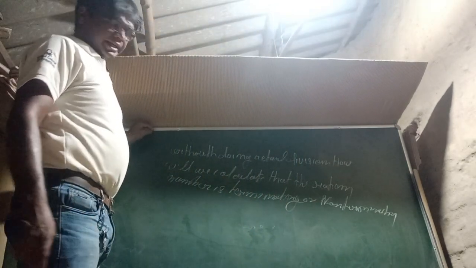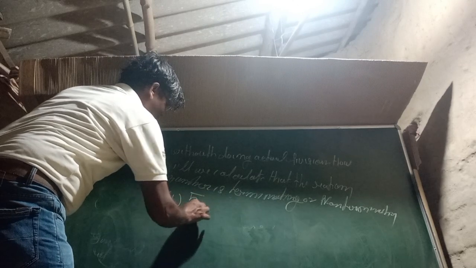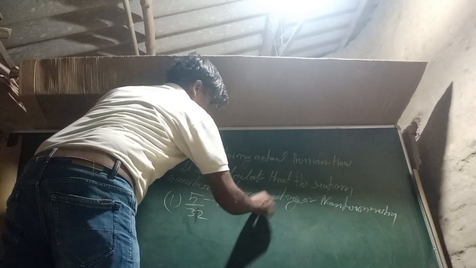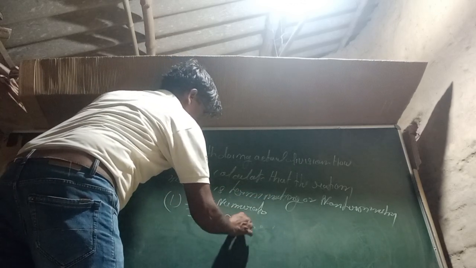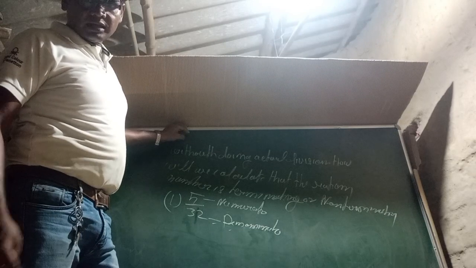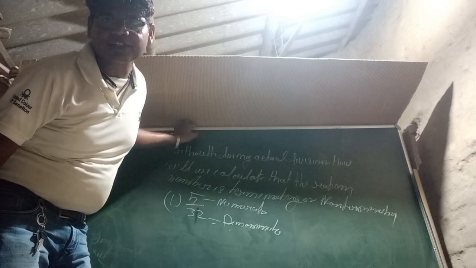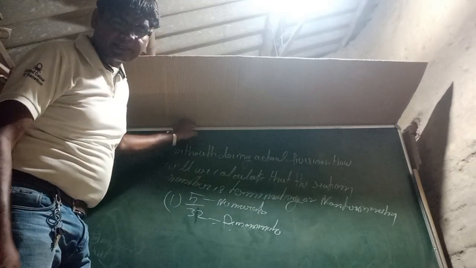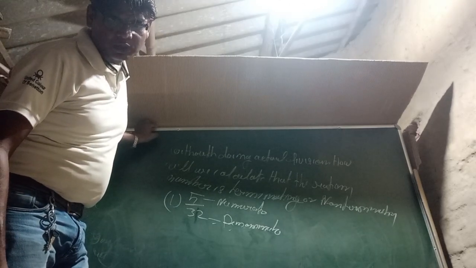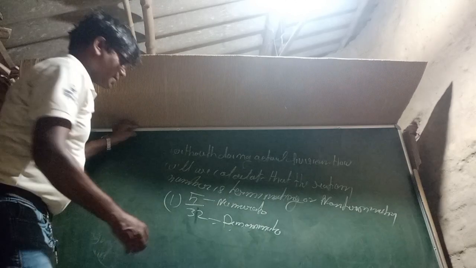Suppose we take the first example, 5 by 32. Here 5 is the numerator and 32 is the denominator. How will we calculate whether it is terminating or non-terminating without doing the actual division? We check whether the prime factors of the denominator of each number have no prime factor other than 2 and 5.